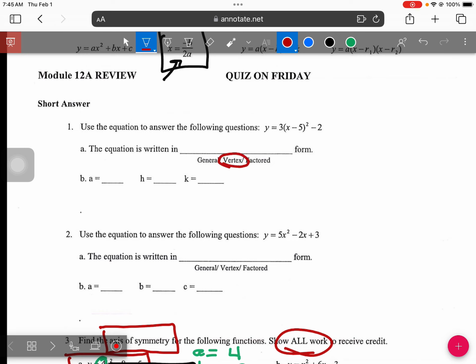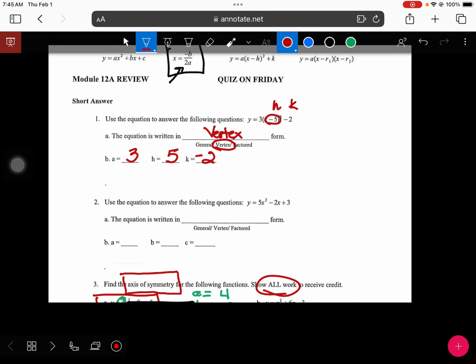Vertex, yes. It is the vertex form because your vertex is your H and K value. A is equal to what amount here? 3. Sydney, what's my H value? Good. Yeah, she didn't fall for it. Looks like -5, but it's +5. And my K value, Toby? -2. Okay. Good job.